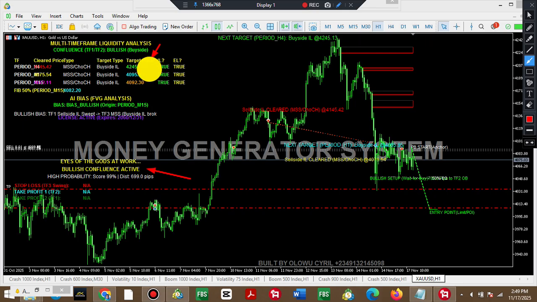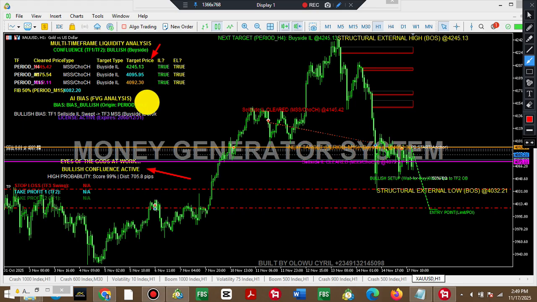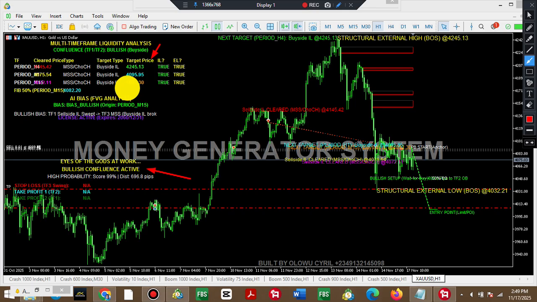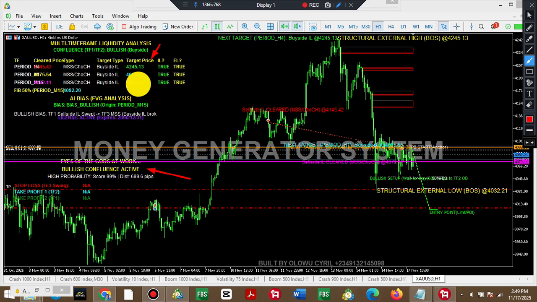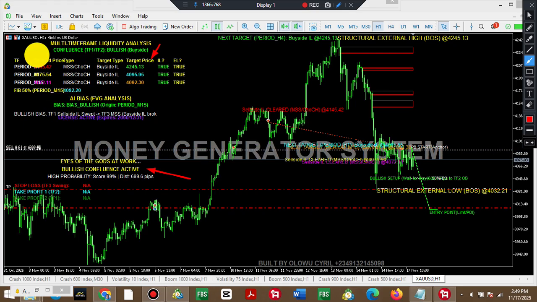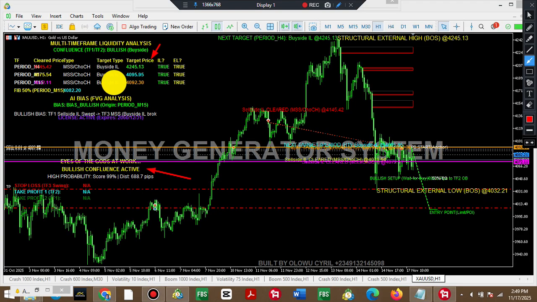While for the H1 we are targeting 40.95.95. While for the 15 minutes, which is our entry, we are targeting 40.92.30. Is that clear? So this is the information it is telling us currently. Since we have been able to identify the type of liquidity we are targeting next, which aligns on the 3 time frames, we've also seen the price level. Next, how does this system generate signals based on this information?